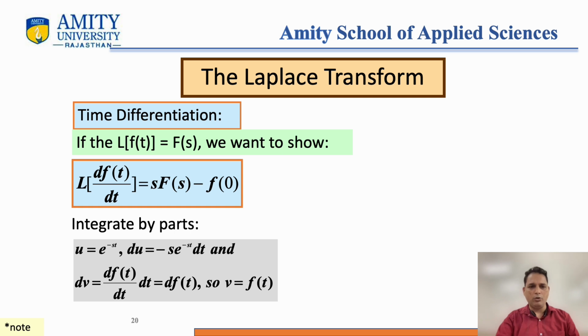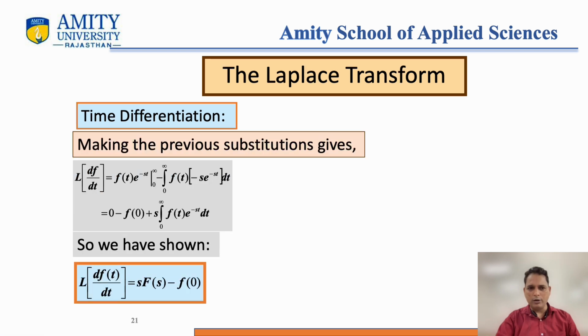dt. Now to solve this, we consider u is equal to e to the power minus st and dv is equal to f dash t dt. On solving that, your du becomes minus s e to the power minus st dt, and v is equal to f(t). When you put it in the formula, you know the formula of integration of u into v: u as it is, integration of v, minus integration of the derivative of u into integration of v dv. So when you put in all these values here, you have reached that formula.